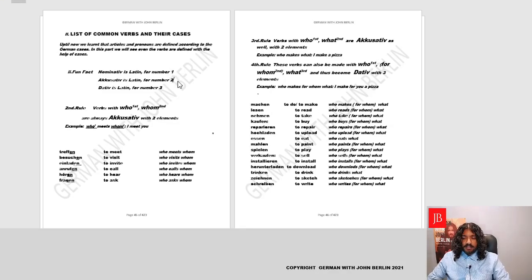A verb which requires two cases to make a sentence is called an accusative verb. Accusative is the Latin for number two, thus you get the meaning of accusative as well. Dative is a verb which requires three cases to make a sentence, and it's also the Latin for number three. Thus you understand why nominative, accusative, and dative exist. And to understand it better, let's have a look at some verbs.